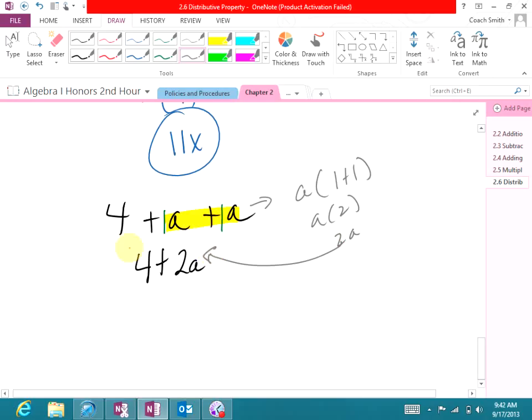And that's where I get that 2a. But that is it. I can't go any further than that. I can't say it's 6a. I have to say 4 plus 2a. The other way you could write that would be that way right there. That would be an acceptable answer as well. So I want you to try number 60 on your own.